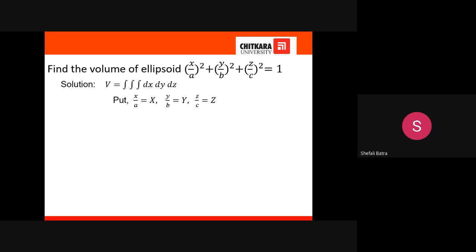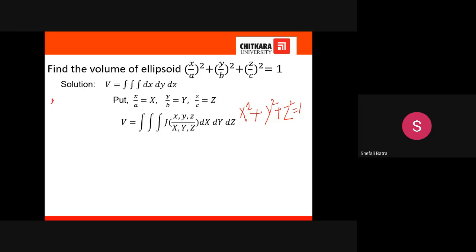You are converting this small dx dy dz into capital dx dy dz over the volume x square plus y square plus z square is equal to 1, right? Now I'm writing volume is equal to triple integration.